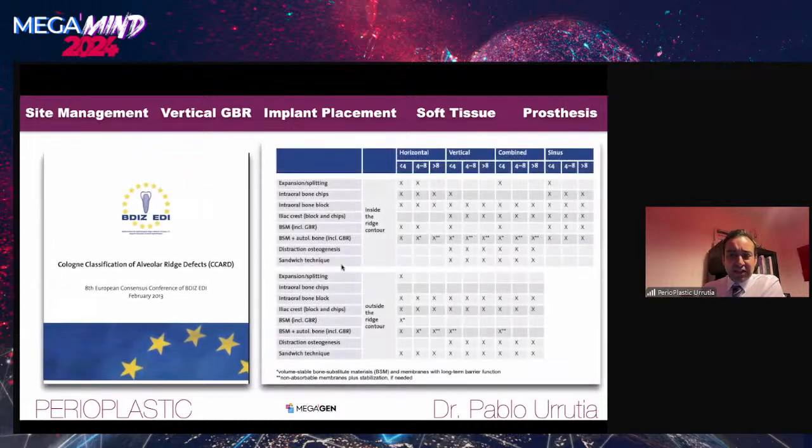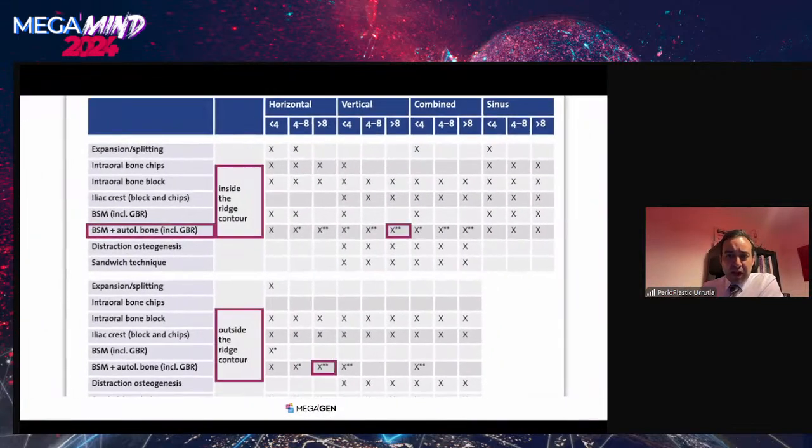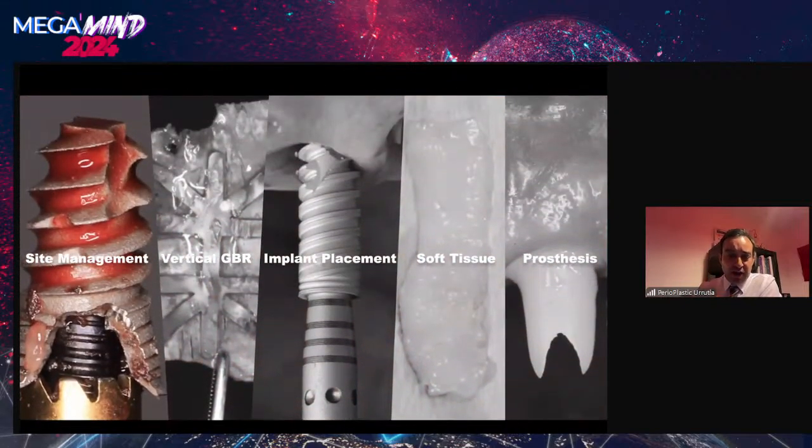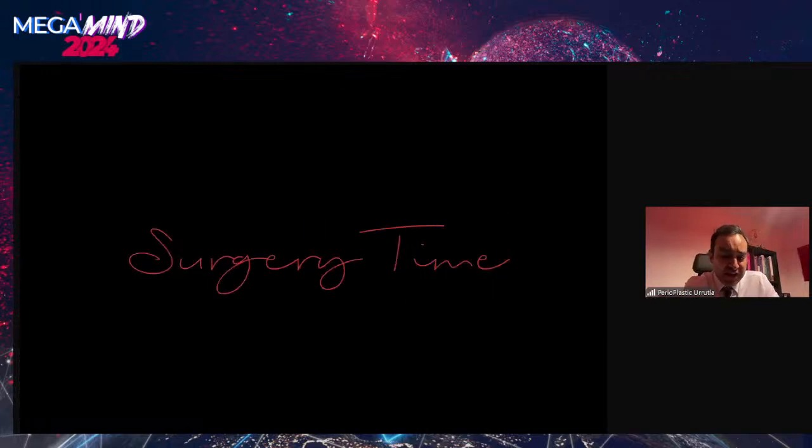So we can see the different approaches that we could use in this kind of situation. And we choose, because the vertical and horizontal defect is a severe situation, autologous bone with GBR with some kind of space maintenance device. We have more than 10 years in vertical GBR, so we choose a PTFE membrane for the vertical GBR.